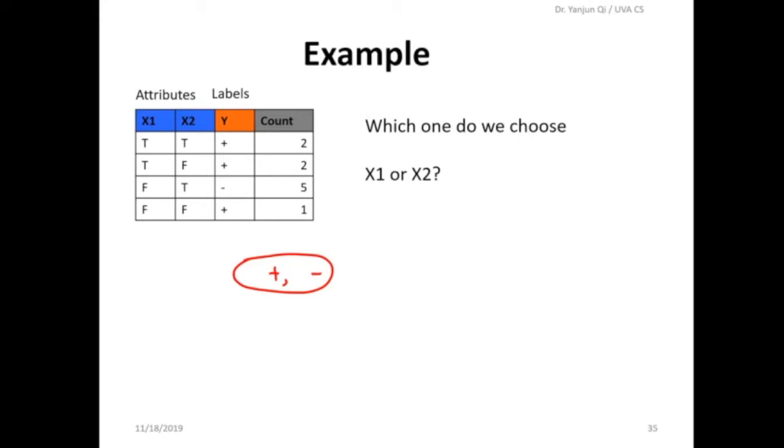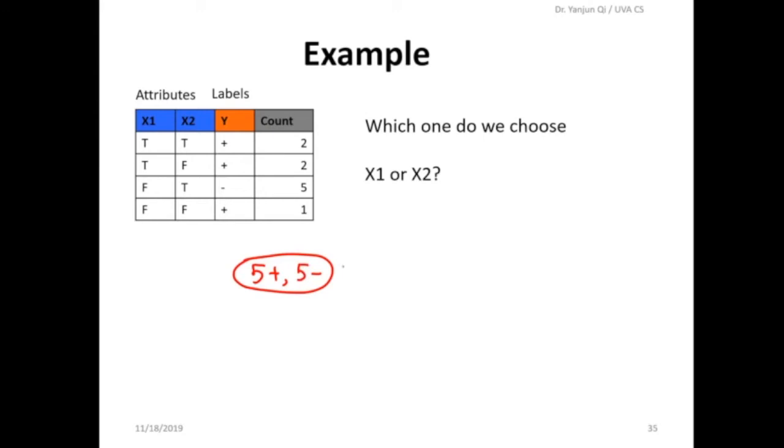The last column is the label. It's just a summation here. It's 2 plus 2 plus 1, right? 5 positive, 5 negative. Okay, so this is the root node.